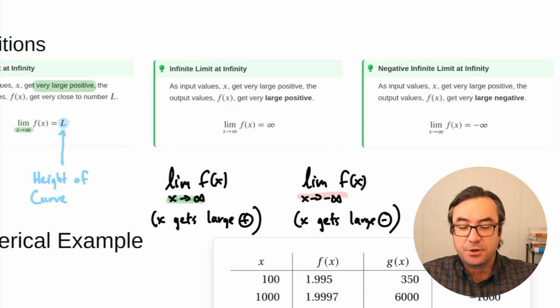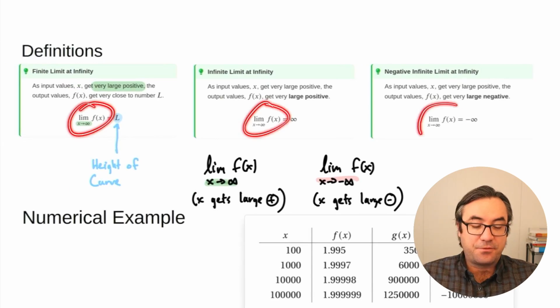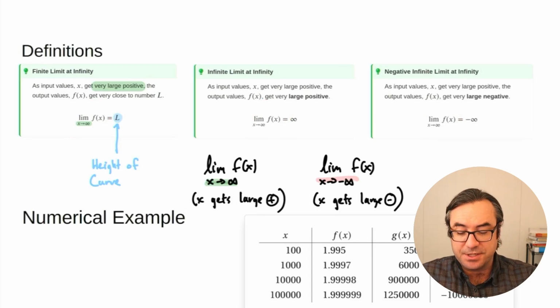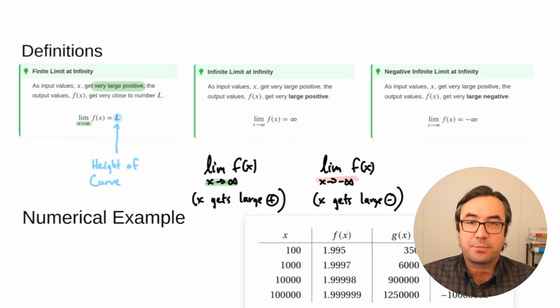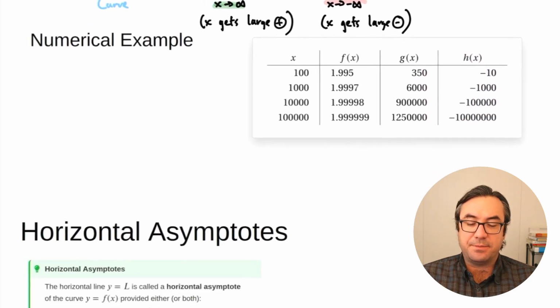And then there's similar definitions. So there's technically 3 definitions for x approaching minus infinity. So there's 3 options. The height of our curve can approach a specific height in the kind of the left direction. The height of our curve can just get really big positive, or the height of our curve can get really big negative.